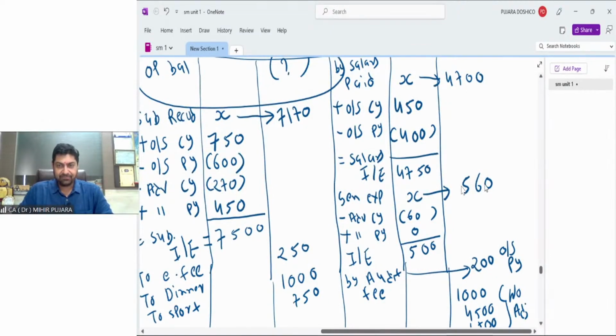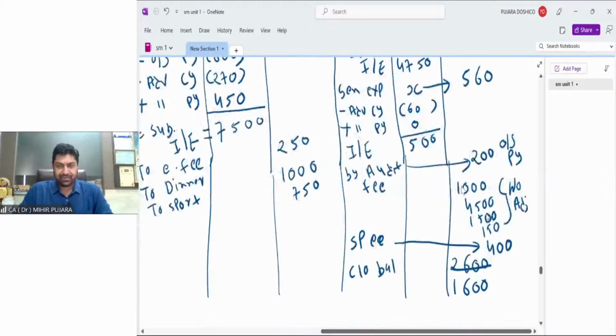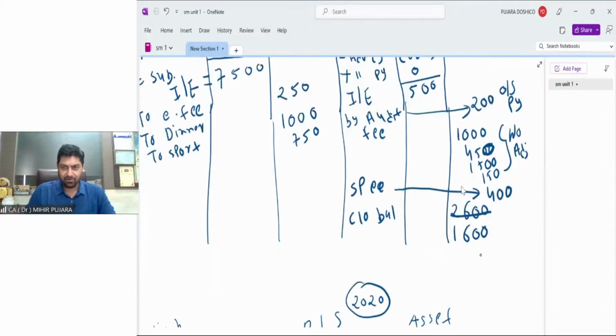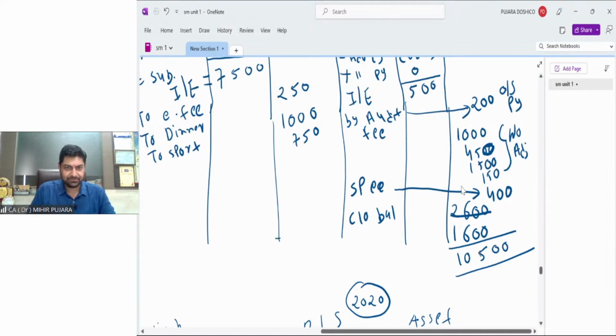4700, 560, 200, 1000, 450, 1000, 450, 1500, 150, 400 and 1600. So on the payment side, it should be 10500.